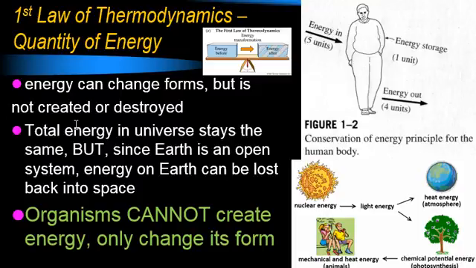But because Earth is an open system in terms of energy, as we said, it can go in and out, it can be lost on Earth back into space. What this really means for food chains is number one, organisms can't create energy. They're not just going to get it from nowhere. They have to take it in one form and change it into a different form. The other thing that this means is that that energy can be lost back into space. So these are a couple of things that we want to keep in mind when we're talking about food chains. All the energy's got to go somewhere.